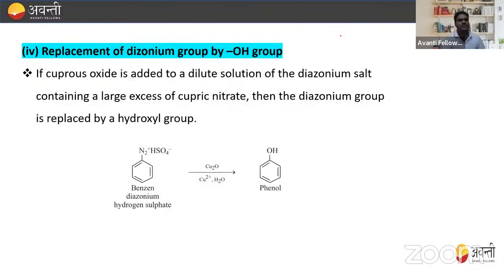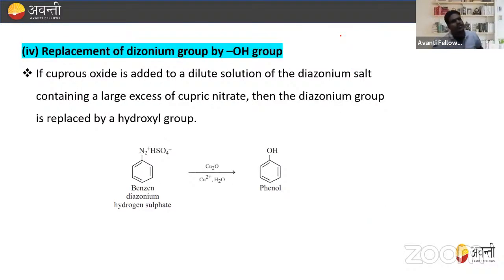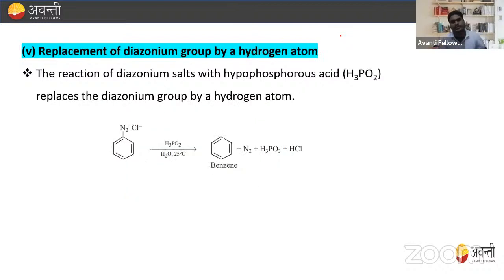Now let's see the replacement of the diazonium group by the OH group. If cuprous oxide is added to a dilute solution of the diazonium salt containing a large excess of copper nitrate, then the diazonium group is replaced by the hydroxide group. So this is also very important. When benzene diazonium sulfate is treated with cuprous oxide, it will convert into phenol. Right? Now, next is the replacement of the diazonium group by a hydrogen atom.